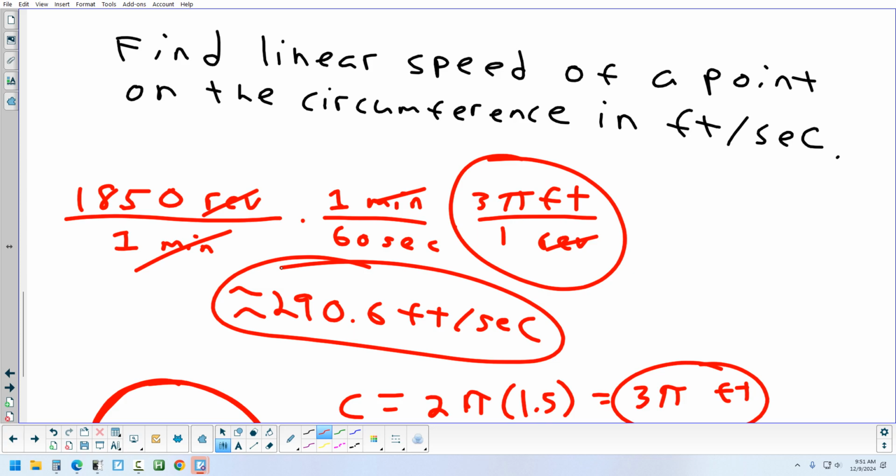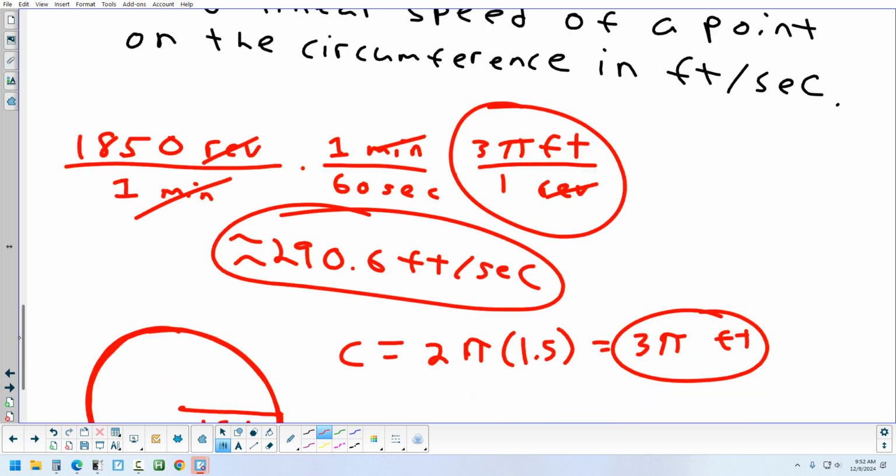Okay, so that's pretty fast. If you imagine a football field is 100 yards, right? So that's 300 feet. So it's doing almost the length of a football field in a second. It's pretty fast. All right, any questions on it?